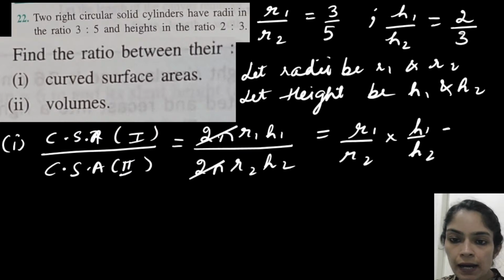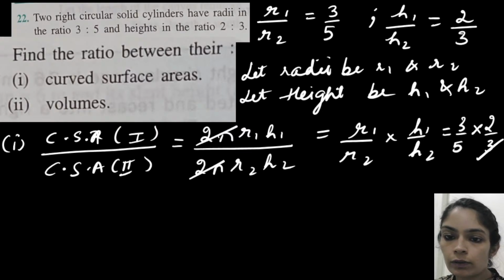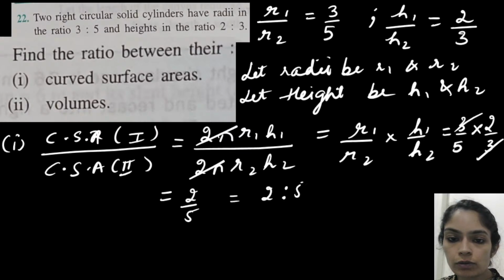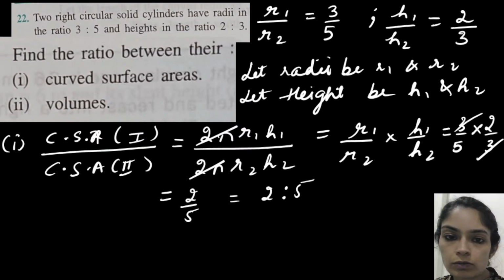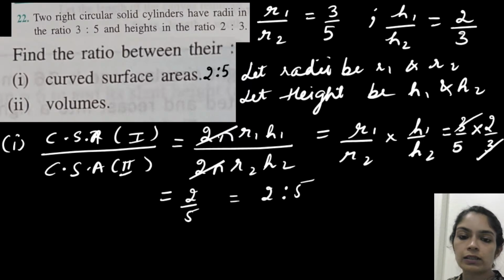So R1 by R2 is 3/5 into H1 by H2 is 2/3. So 3 and 3 will get cancelled. So this I will get equals to 2/5. So 2/5 you can write as 2:5. So the ratio of the curved surface areas is 2:5. So I'm just writing here 2:5. I hope you are checking all the answers also. So the first part of the question we have done is 2:5.